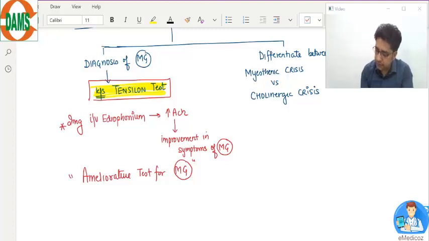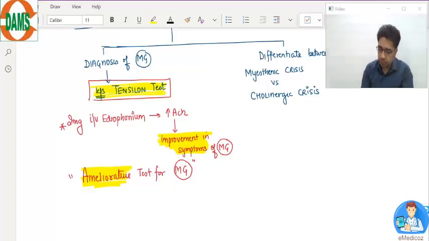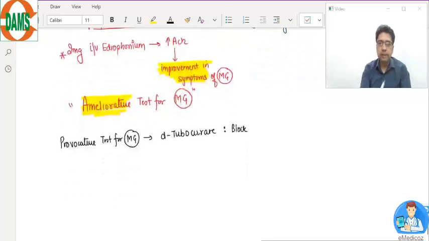Now, what do you mean by ameliorative test? When there is improvement in symptoms, it is known as an ameliorative test. Remember methacholine was causing bronchoconstriction. If the symptoms worsen, that test is known as a provocative test. Is there any provocative test for myasthenia? Yes. We can give d-tubocurarine. It blocks the NM receptor like the antibody, so it will lead to worsening of symptoms.